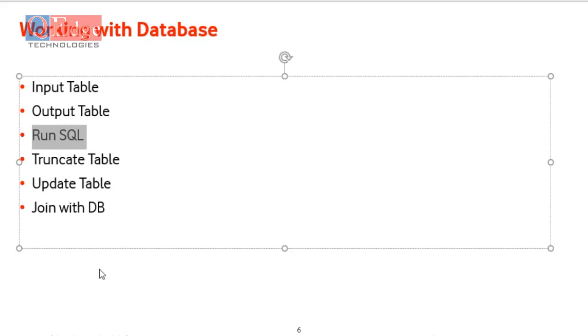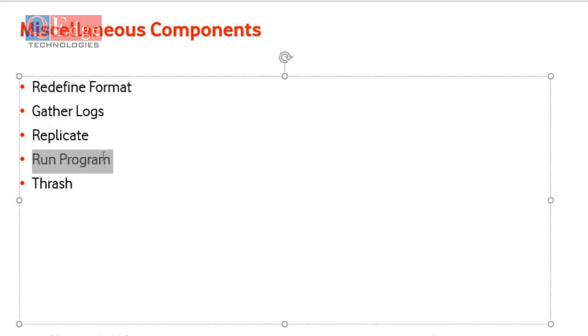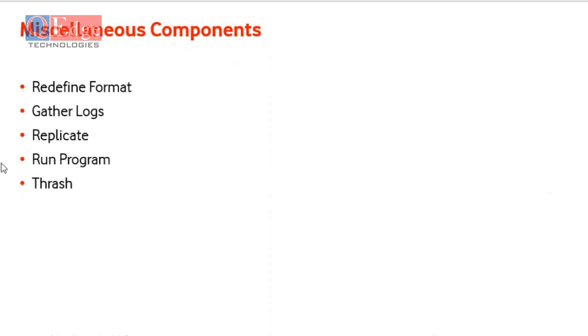Okay, and these are all miscellaneous components. I'll tell you what each component does. In the run program that they provide, you can run SQL. Sorry, you can run the run program. You can run a Perl script, a SAS script, any script like a shell script, Perl script, Python, anything. You can run it. Okay, that is called run program. Replicate, I'll tell you each and everything.